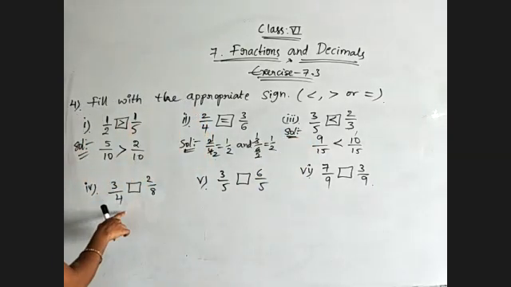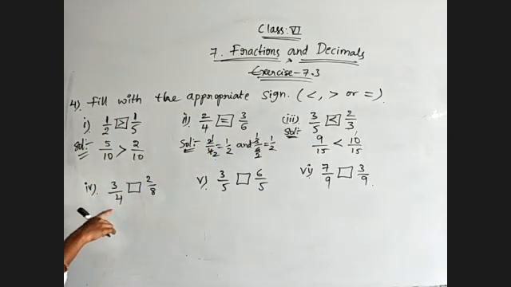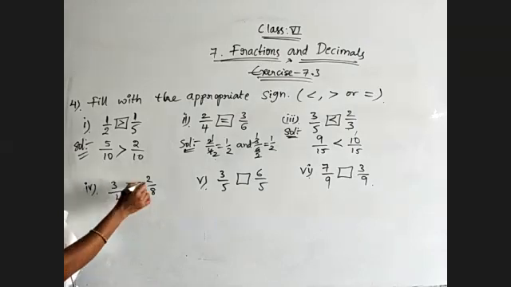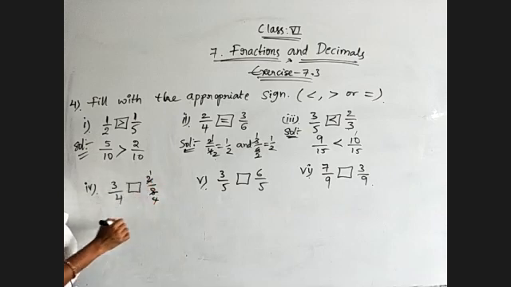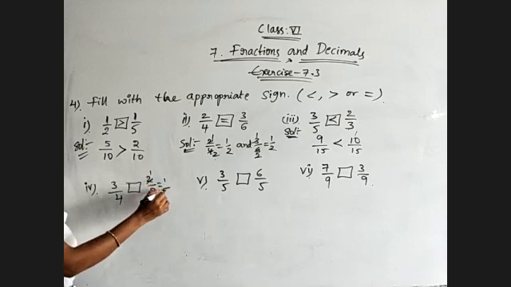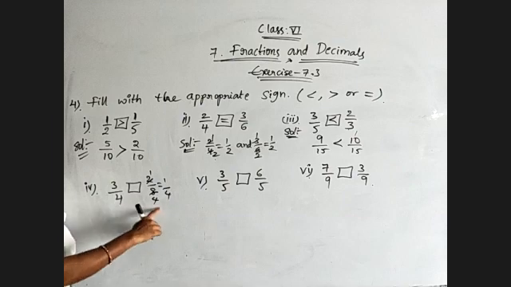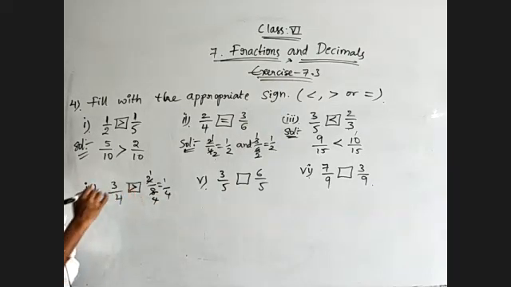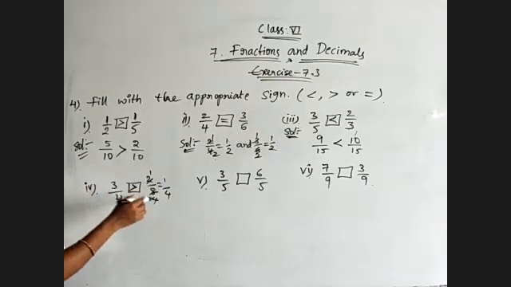And coming to this one, 3 by 4, 2 by 8, both are unlike. But if you are taking this one in simplified form, 2 ones are 2, 2 fours are 8, that is equal to 1 by 4. Now both are like fractions. 3 by 4 and 1 by 4 are like fractions. 3 is more than 1. So 3 by 4 is greater than 1 by 4. That is nothing but 2 by 8.